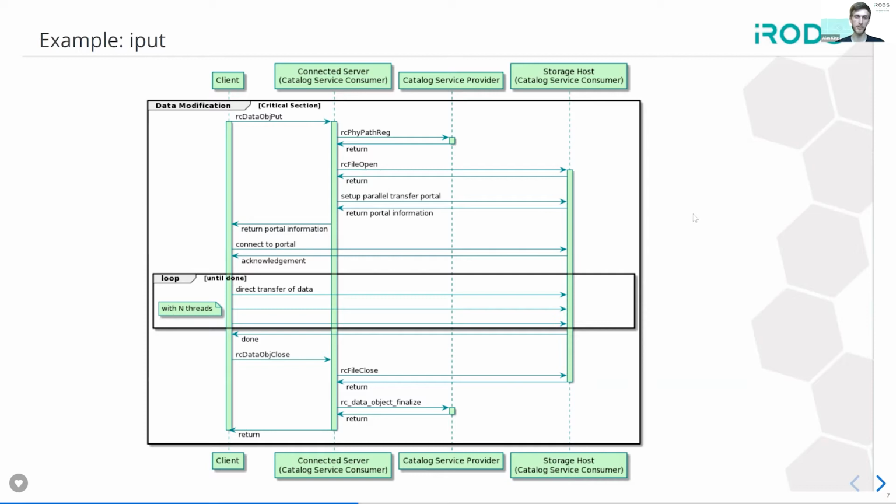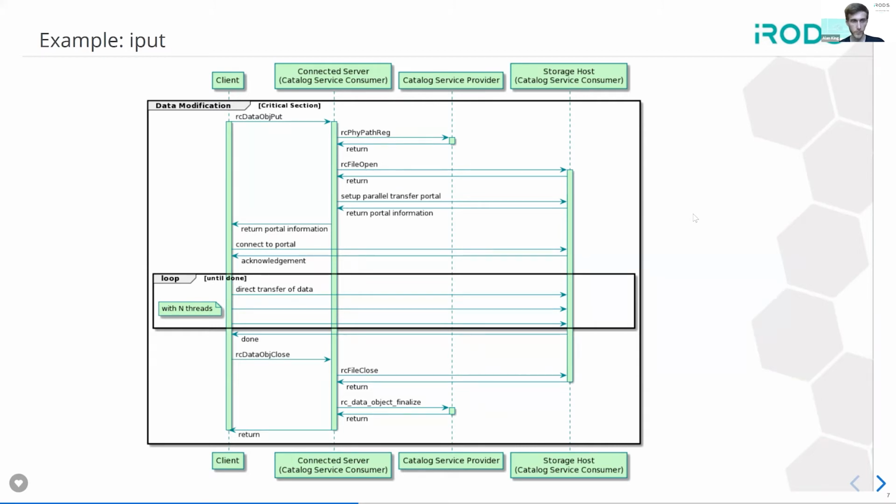If it's a large enough file, historically we have set up a separate portal on the high ports. So we set up the portal, transfer information, it's returned to the client who then connects and uses parallel transfer to directly transfer data to the storage host via a direct connection. Once it's completed, we call close, which closes up the file and finalizes the state in the catalog, which marks it good or stale, or updates checksums and sizes and whatnot, depending on how the data transfer went.